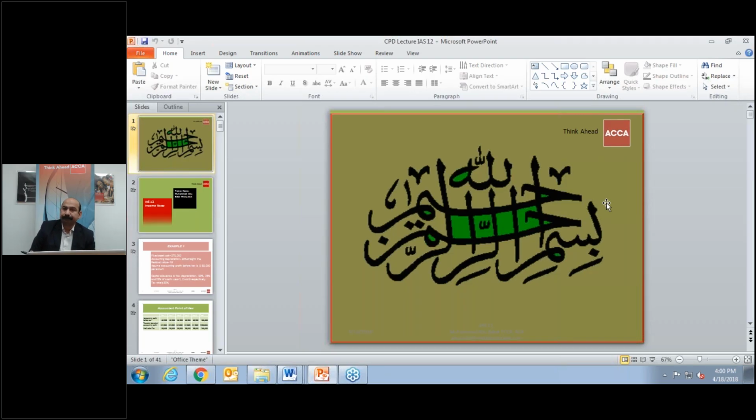This is our last session in the marathon series, and we covered almost all important standards. And today is the last session. In this session, we shall be covering International Accounting Standard 12, income taxes. This is a complex standard, no doubt.